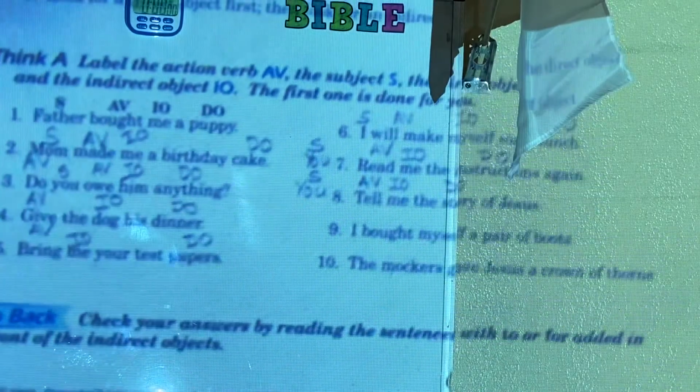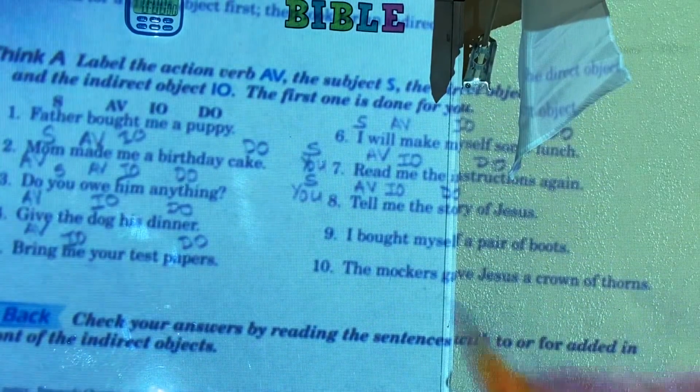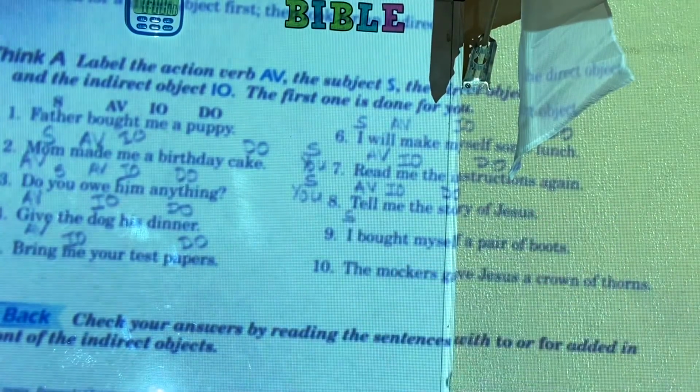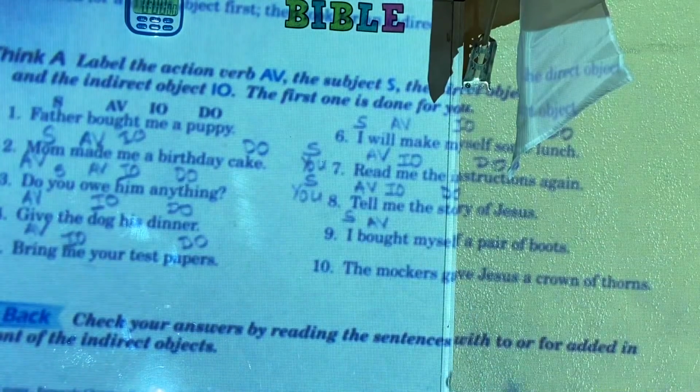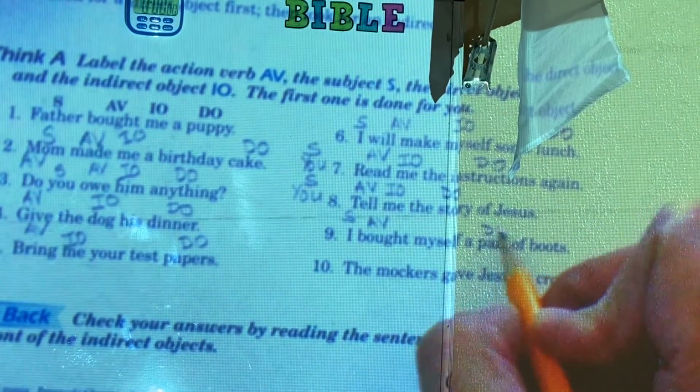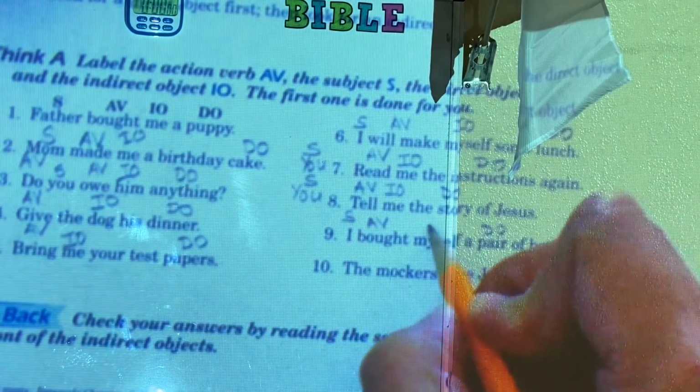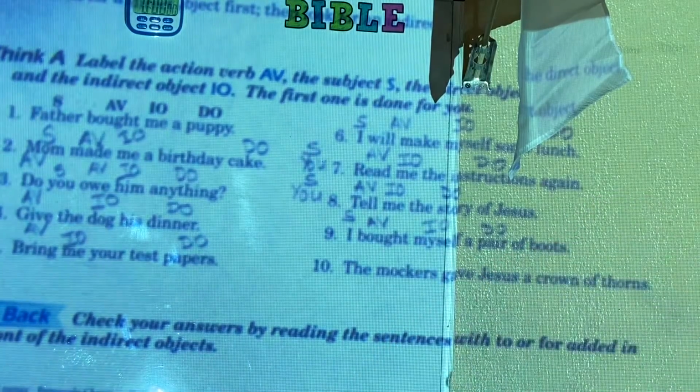Number 9, I bought myself a pair of boots. I will be the subject. Bought is the action verb. Pair is the direct object. And myself will be the indirect object.